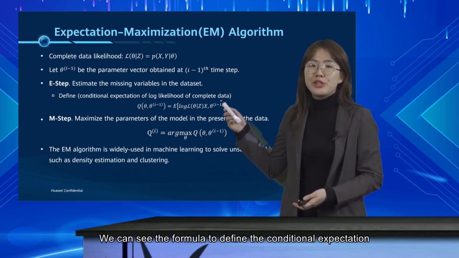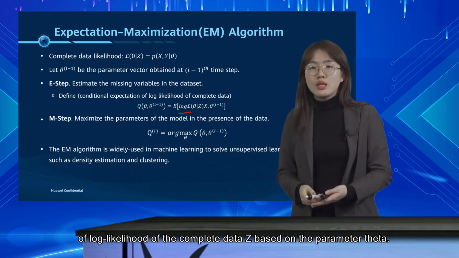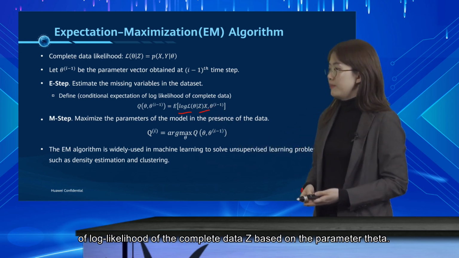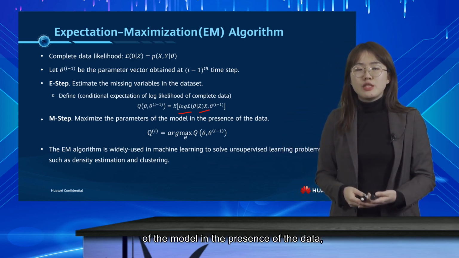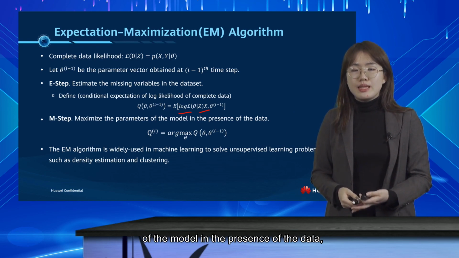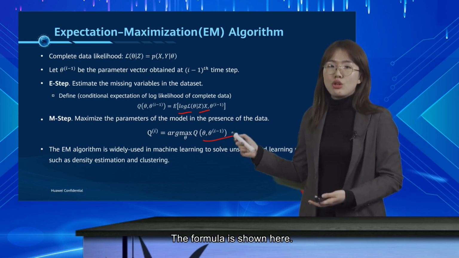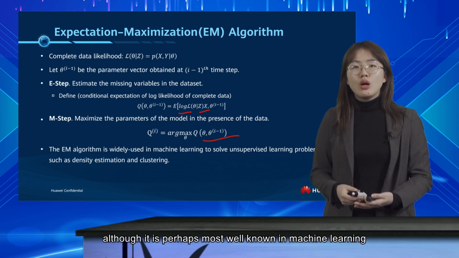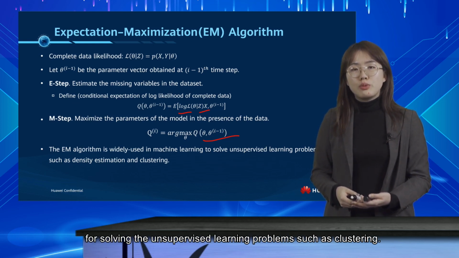We can see the formulas to define the conditional expectation of the log likelihood of the complete data Z based on the parameters lambda. The second mode attempts to maximize the parameters of the model in the presence of the data, called the maximization step or M-step. The formula is shown here. The EM algorithm can be applied quite widely. It is also perhaps most well known in machine learning for solving unsupervised learning problems, such as clustering.